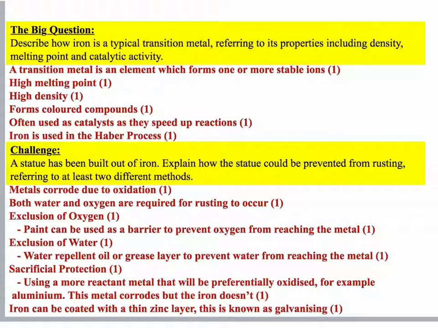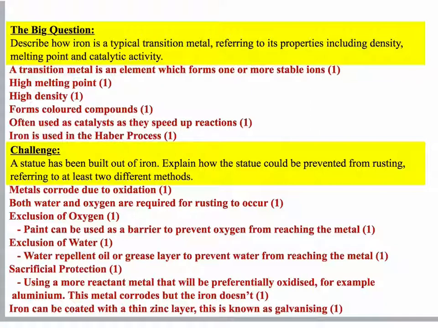For the challenge question, the statue that has been built out of iron, we need to look at how we could prevent it. So first of all, metals corrode due to oxidation. Both water and oxygen must be present for rusting to occur. The first way is that we could exclude oxygen using paint as a barrier to prevent the oxygen from reaching the metal. Secondly, we can exclude water using oil or grease to prevent water from reaching the metal.